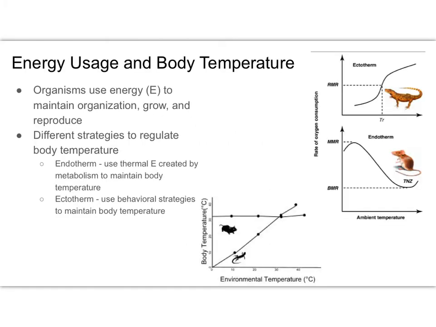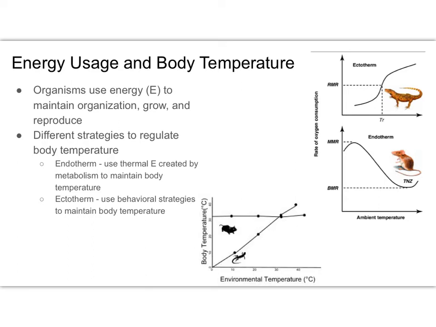So the first thing we're going to talk about is energy usage and body temperature. We talked about free energy in biochemistry. We touched on this a little bit. Okay, so remember that organisms need to use their energy to maintain organization. Okay, so to maintain cellular organization, to grow, and to reproduce.